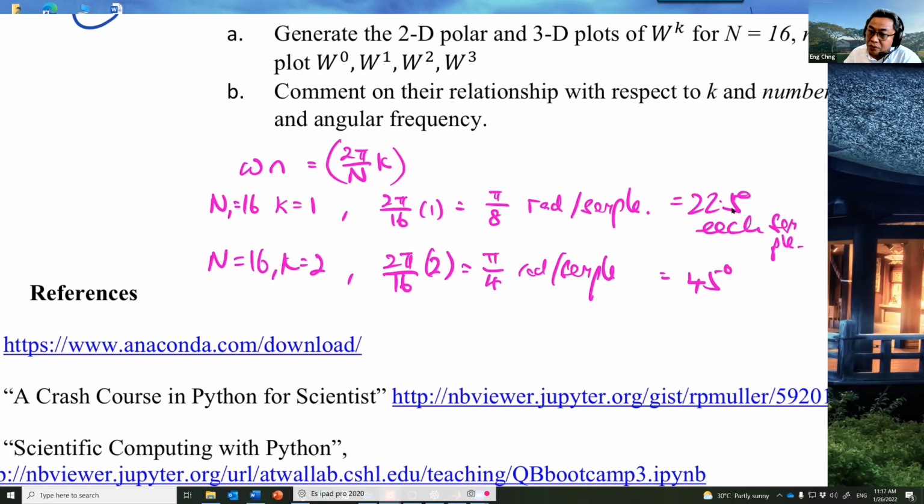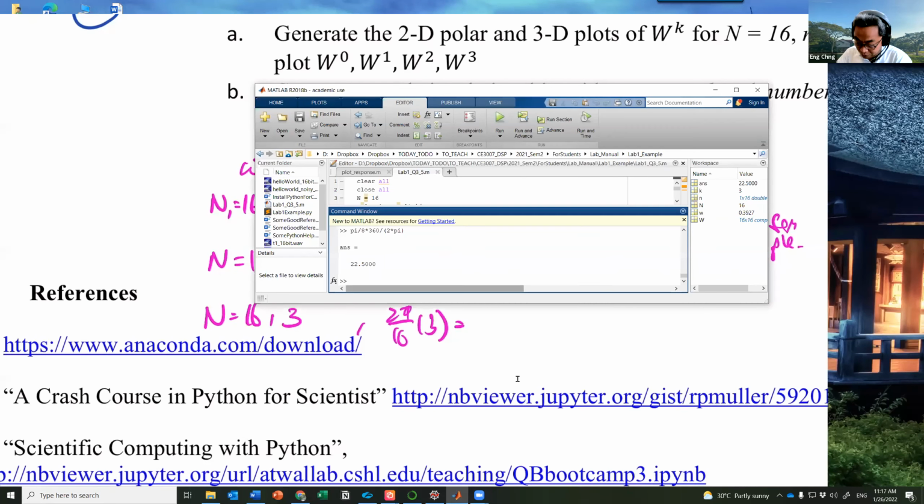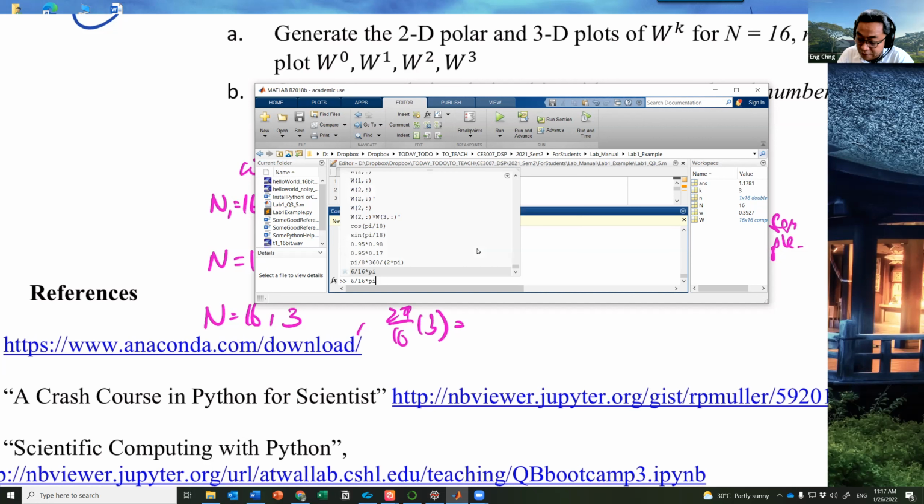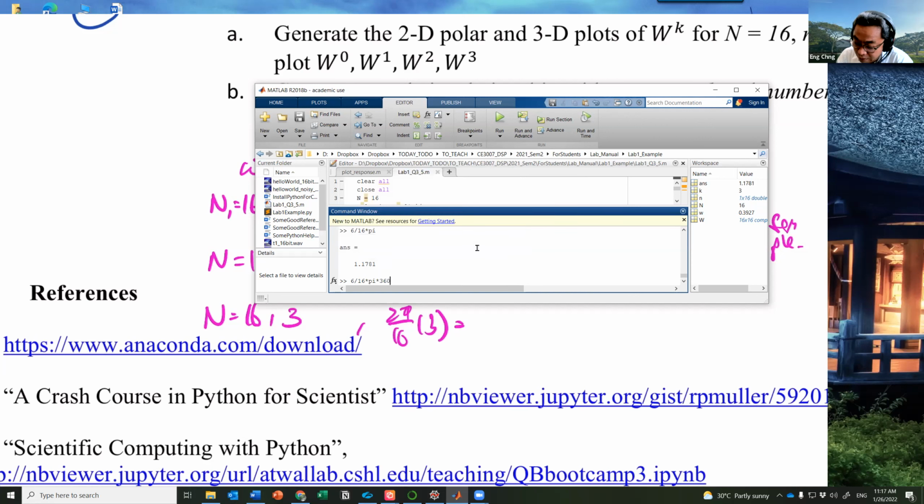So what about k equals 3? 2 pi divided by 16 times 3 equals, this is a bit harder. So 6 divided by 16 times pi. So this is the radian, then times 360 divided by 2 pi. And this equals 67.5 degrees.